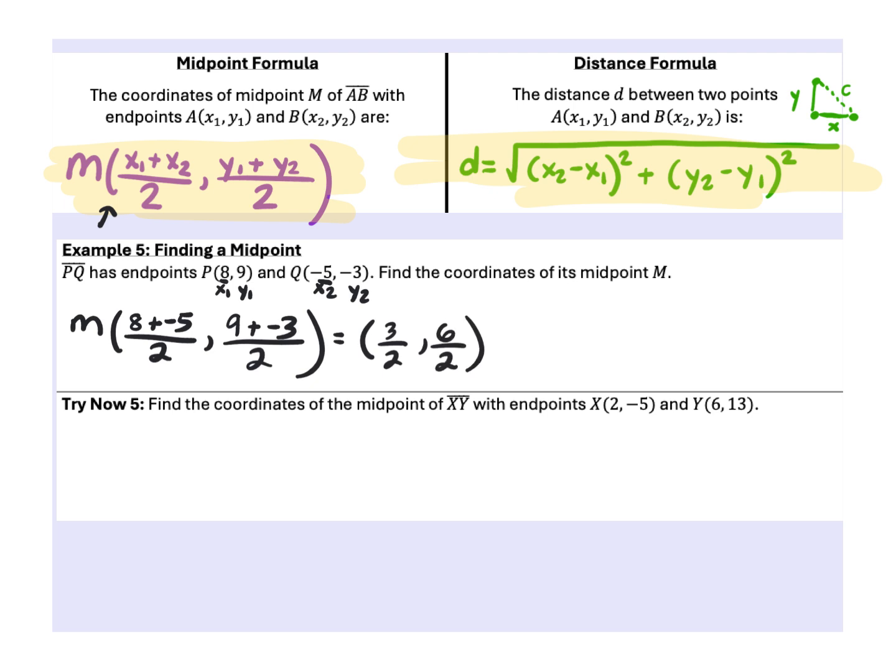And then if I'm going to do any sort of graphing, it's probably easiest if we convert it to a decimal. And when we do that, 3 divided by 2 is 1.5. And 6 divided by 2 divides evenly to a 3. So the midpoint between points P and Q is the ordered pair 1.5, 3. So if we were to graph these 2 points on the coordinate plane, that point 1.5, 3 would be right in the middle of the segment.